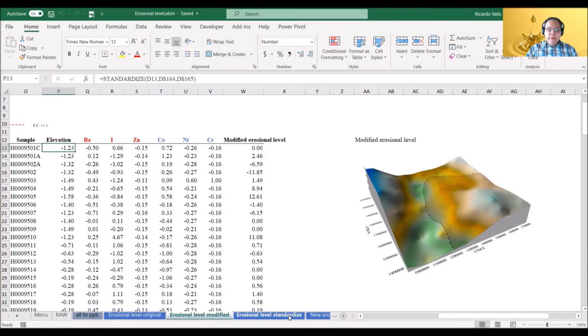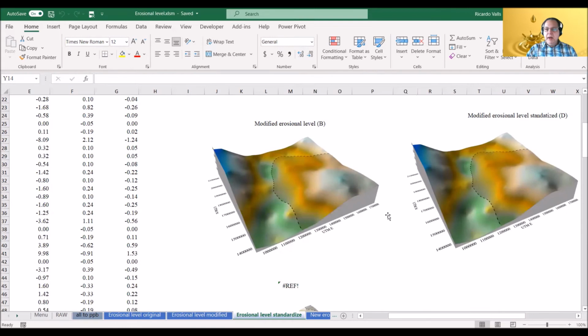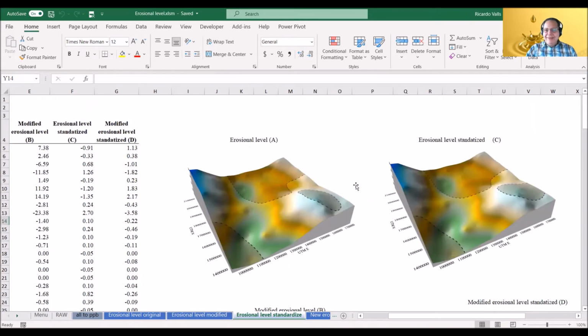I also tested the possibility of showing the normal data and the standardized data for both methods, and as you can see, the results are pretty much the same. So I say, well, we don't need the extra step of standardizing. We can work directly with the data.